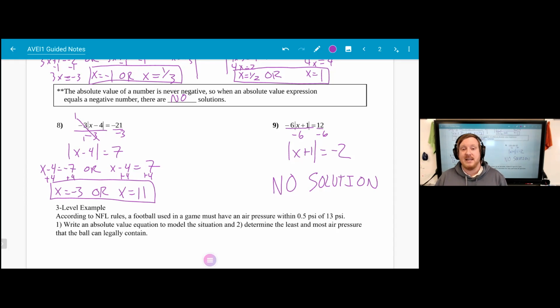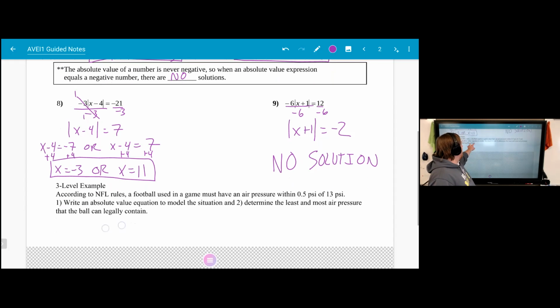There is a possibility you could have one solution too. If you isolate and get the absolute value equals 0, then you're only going to have one solution, because you can't have positive and negative 0. It's just the same thing. All right, let's look at a 3-level example.